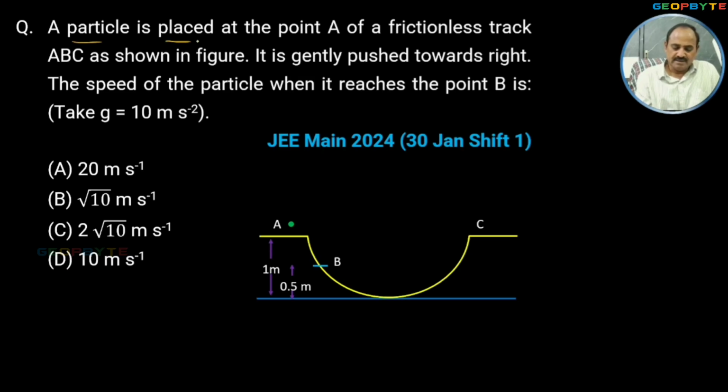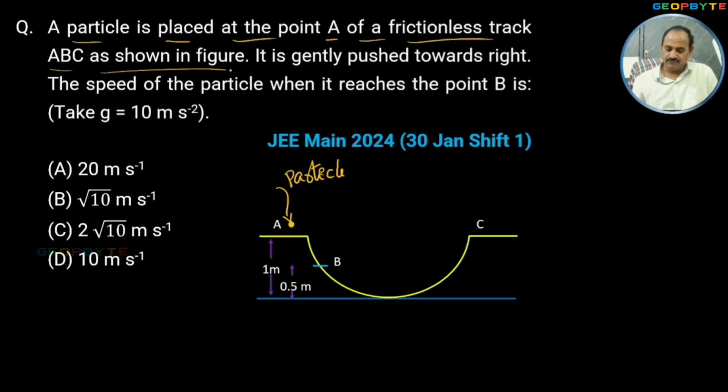A particle is placed at point A of a frictionless track ABC as shown in the figure. Frictionless means smooth surface, so you need not consider any frictional effect. It is gently pushed towards the right.